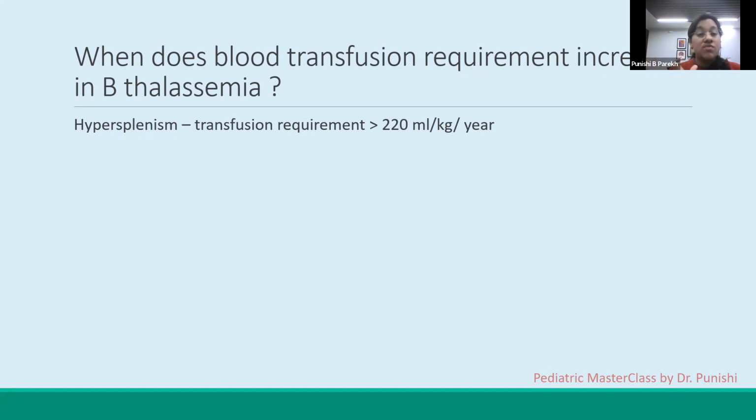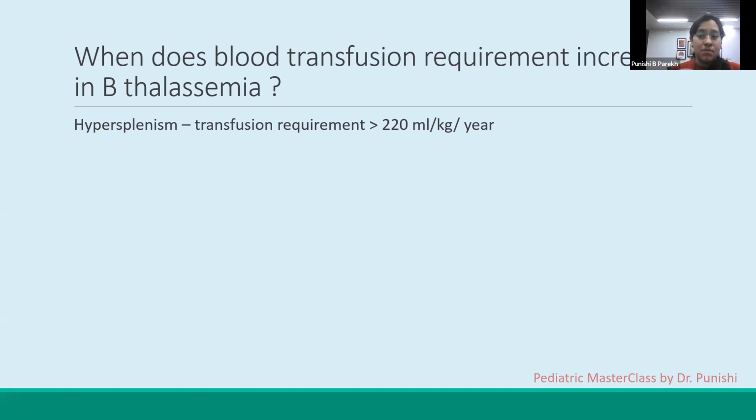So the definition of hypersplenism is when the transfusion requirement is more than 220 ml per kg per year. This is something again which can be asked. What does it indicate, or what does it tell you when the requirement of blood transfusion has increased? So basically, it points towards hypersplenism, and hypersplenism is an indication for doing a splenectomy. So you need to keep that in mind.